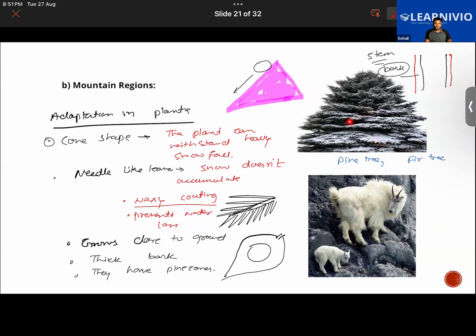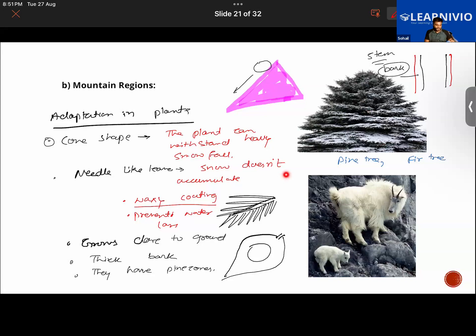They have a cone shaped structure, so that when there will be snowfall, snow will not accumulate, it will not settle on the branches but will fall down. Even some of the houses are also like that.